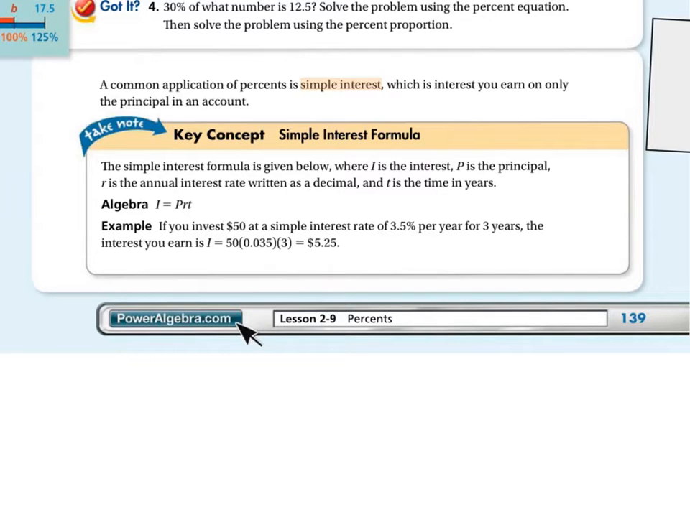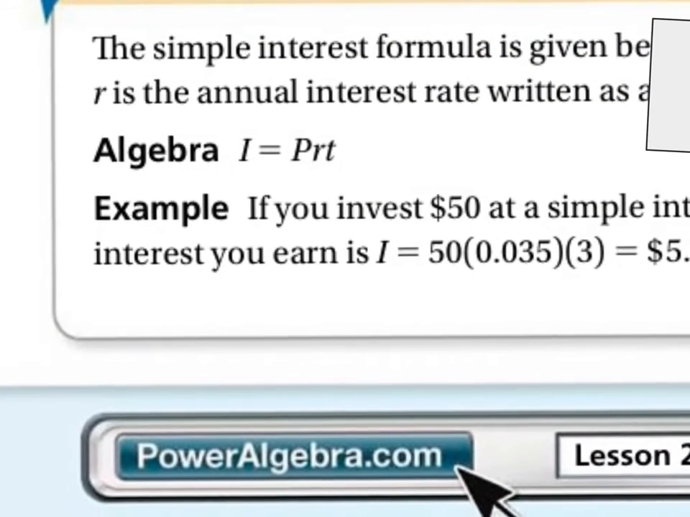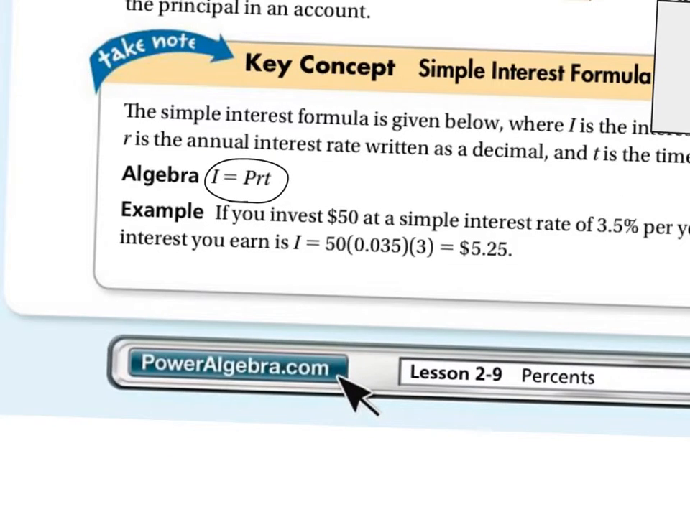And then what happens is basically they loan your money out to people that are buying cars and houses and things, and they charge them a higher percent than what they're charging you, and then that's how they're able to pay their employees and stay in business. So the formula for this is I equals PRT.